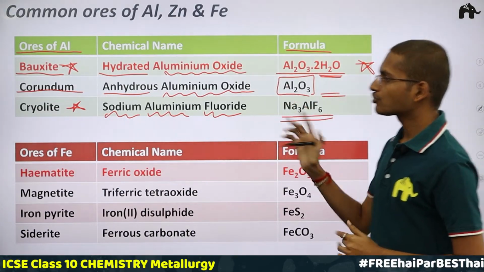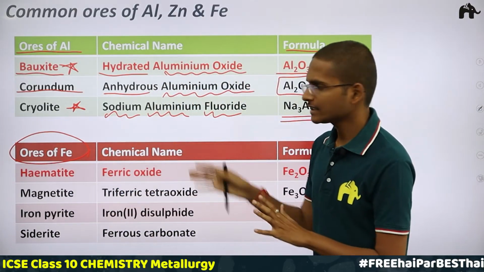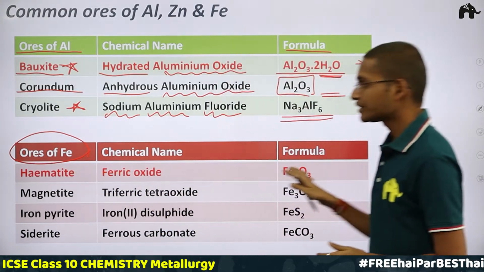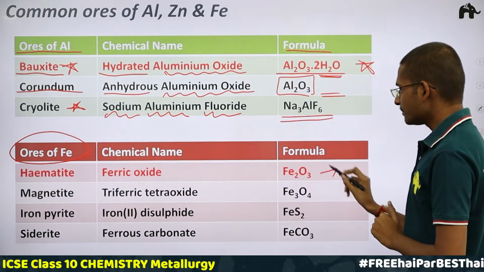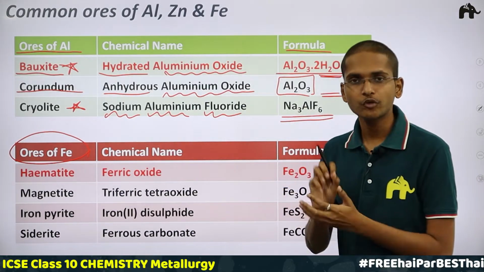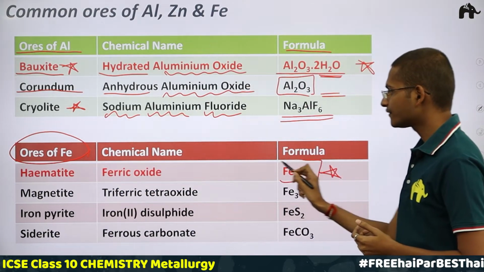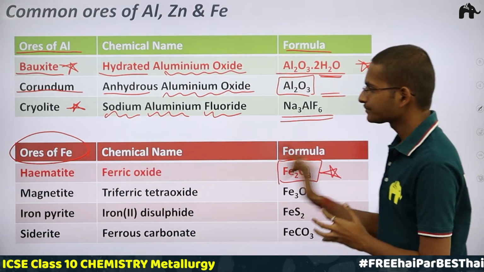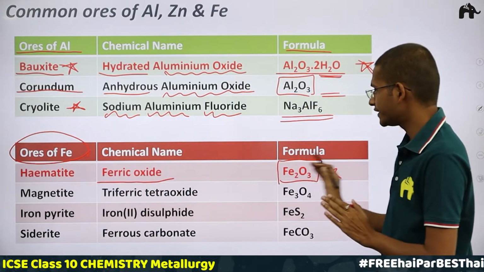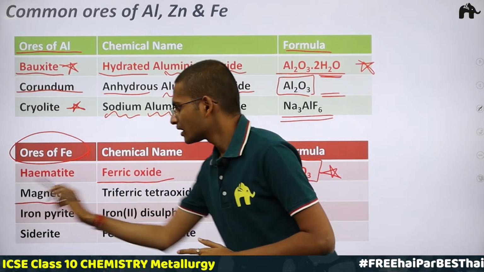Moving ahead to the common ores of iron now. These are 4 common ores of iron: hematite, magnetite, iron pyrite and siderite. I have marked hematite with red. Now you would have guessed it: this is the main ore from which we extract iron in its pure form. Hematite's chemical formula is Fe2O3, ferric oxide. The chemical name you know already, this compound we know very well.